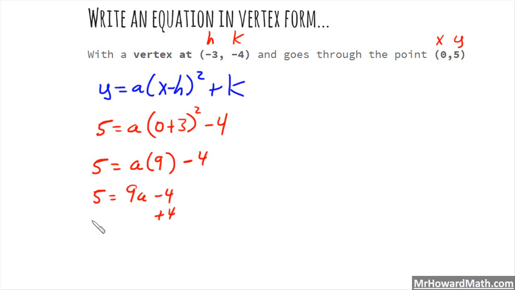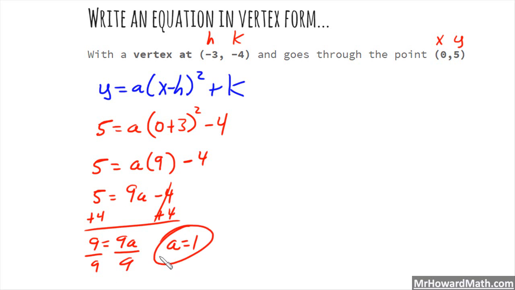We're just solving for a here, so we'll add 4 to both sides. That'll cancel. 5 plus 4 is 9. Now divide by 9 to isolate the a. We get a equals 1. So that's not the answer. We're not done. Now we need to write it. So it would be y equals 1 times x plus 3 quantity squared, subtract 4.